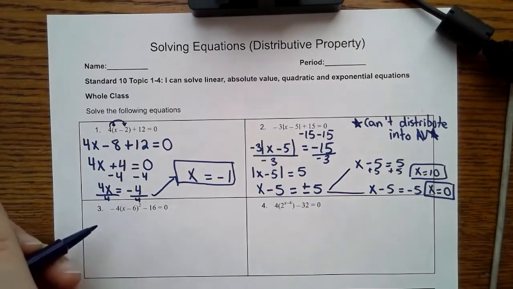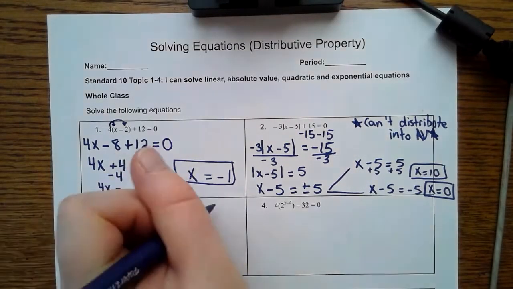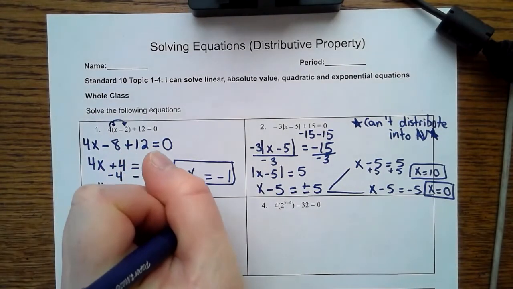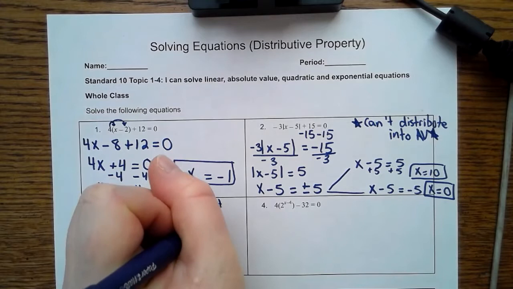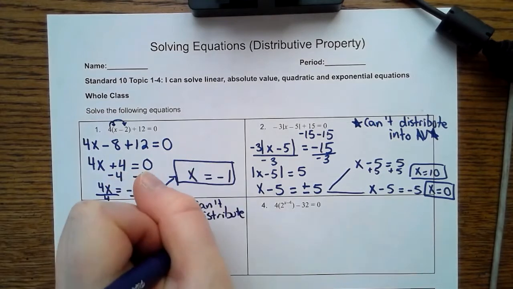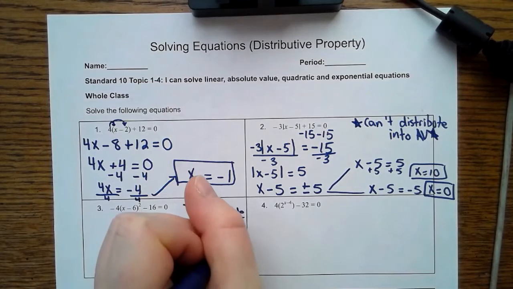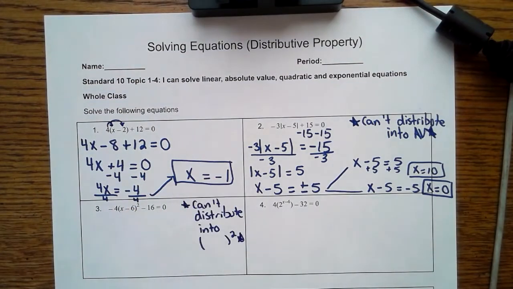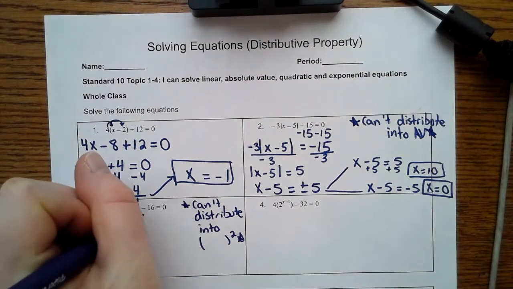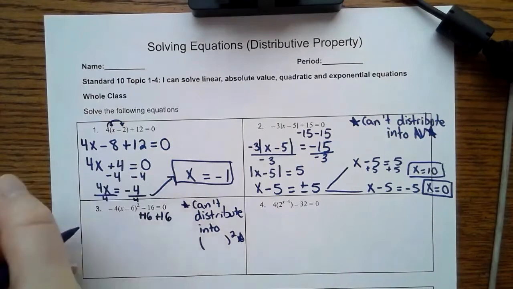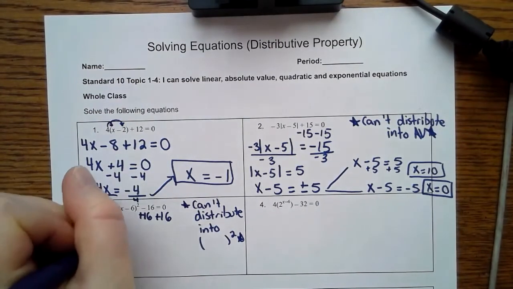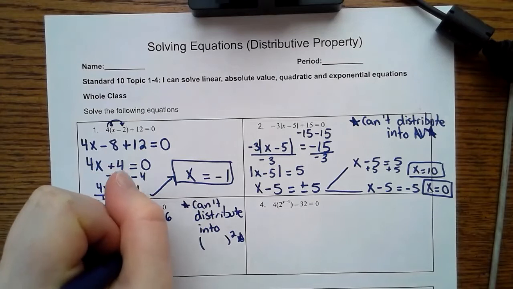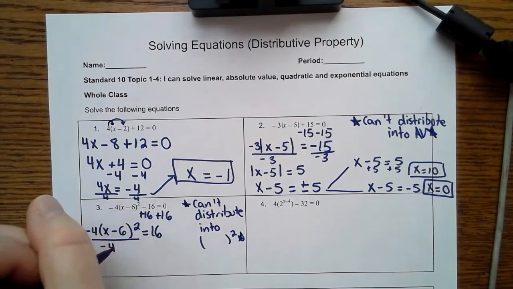Okay, let's try number 3. So right here, can't distribute into something squared. So that's my little note right there. So I'm going to do exactly what I did on problem 2, work around the squared. And so my last step will be dealing with that x minus 6. So my first step is to add 16. I'll divide by -4.